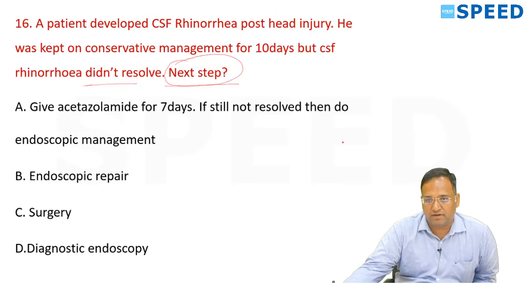Bifrontal craniotomy and dura repair was one of the options. For which option should I do this? For surgery? So, instead of option C, should I write this?